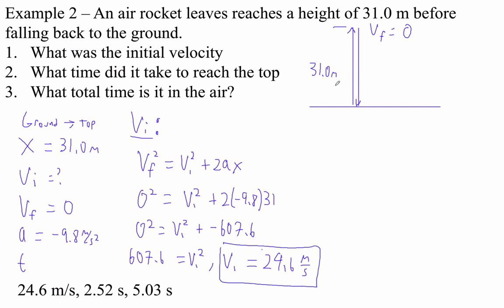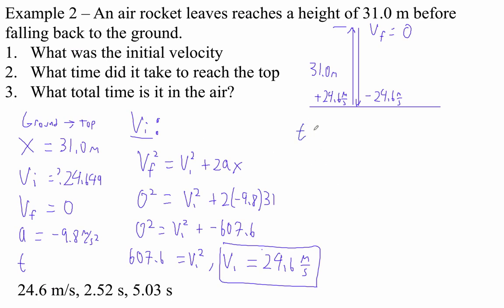So here's what we know. We know that it leaves the ground here at positive 24.6. It actually hits the ground here at negative 24.6. This problem doesn't address that. These are meters per second. All right, what time did it take to reach the top? Well, this is 24.6. Okay, it's actually 24.649, something like that. So let's find the time to the top.